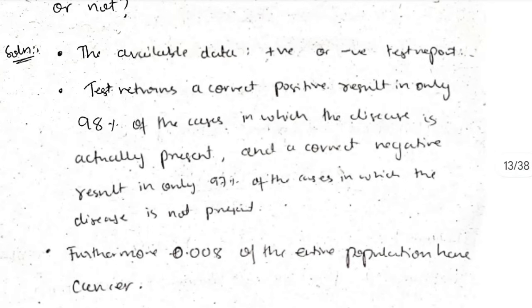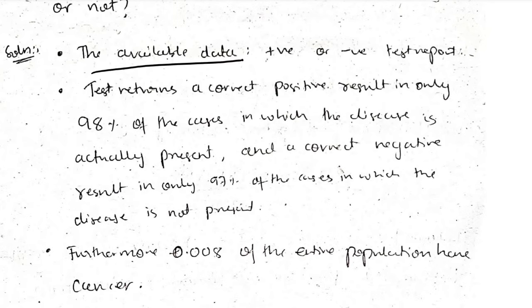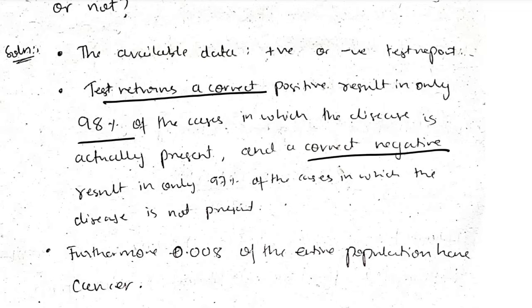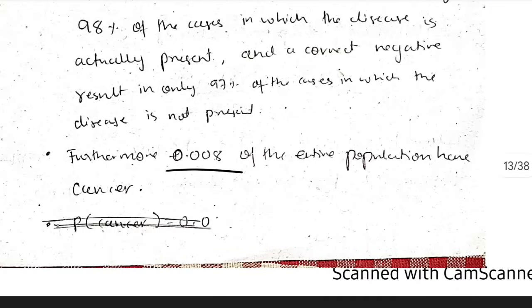Okay, the available data first you have to write, like this is just for your reference. What you have to write I'll tell you later. This is just for simplification and keeping your interest in listening to this video. Okay, available data, what we have: positive and negative. The test report can be either positive or negative. Test report returns a correct positive result only in 98% of the cases and a correct negative only in 97% of the cases. Furthermore, the prior knowledge is 0.008% of the entire population has cancer.